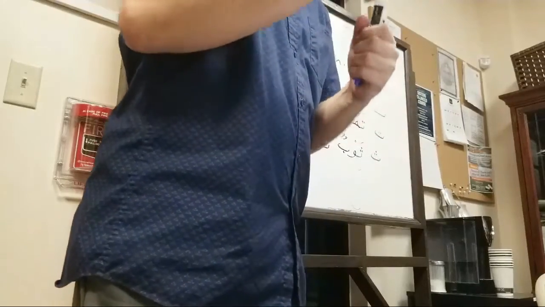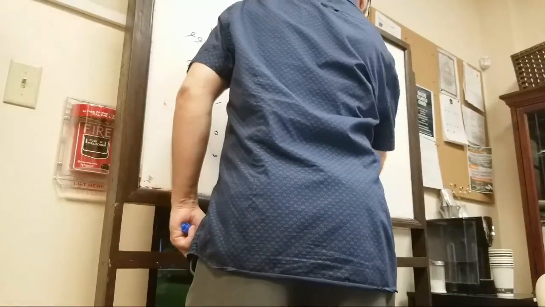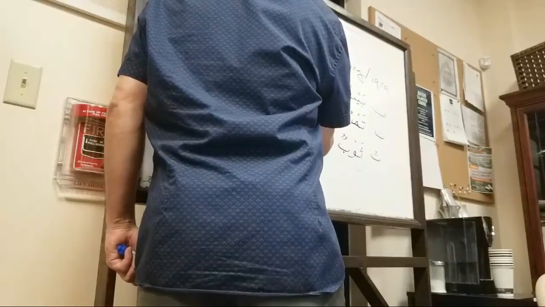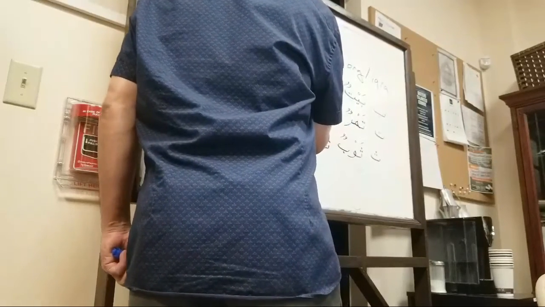If it's under the letter, it's kasra. If it's like this, it's fatha. If it's like this, it's kasra. Fatha, kasra. And if it's like this here, I'm sorry, this is dhamma. Okay? So that's the way it goes.